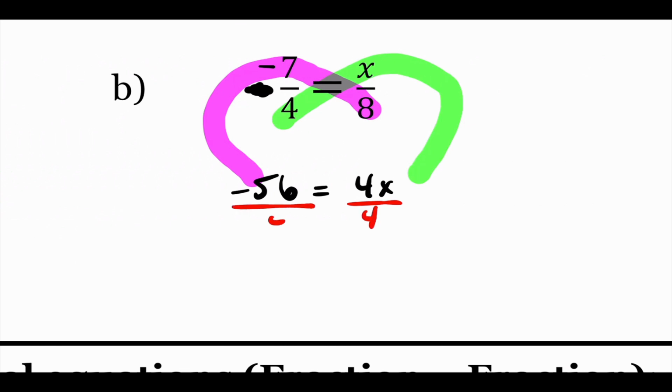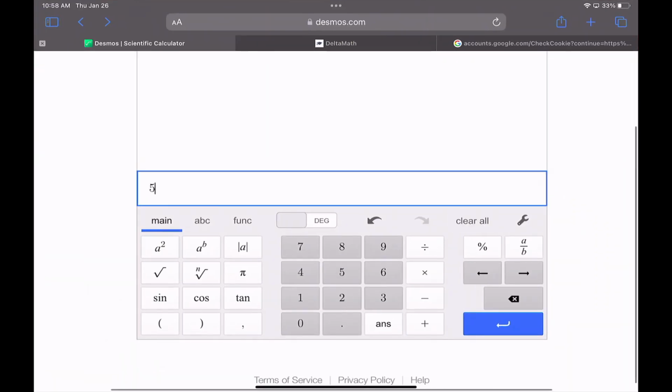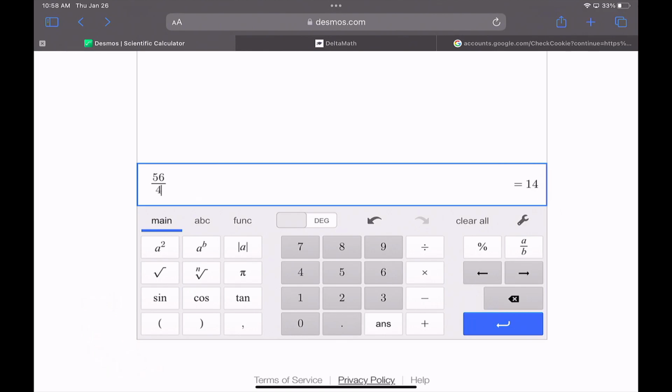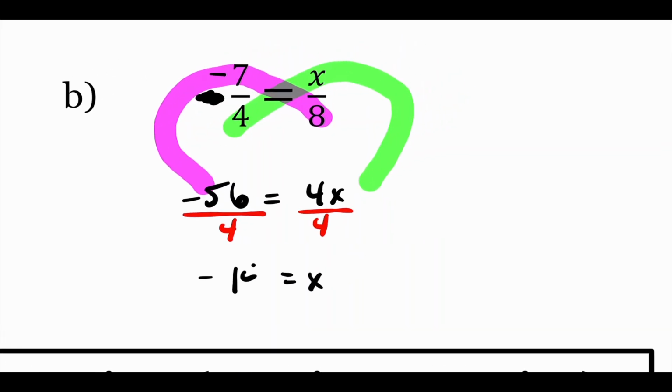If you divide by 4, what do you get? Negative 56 divided by 4 is negative 14. Done.